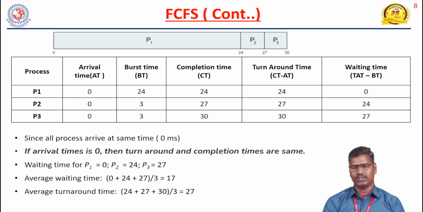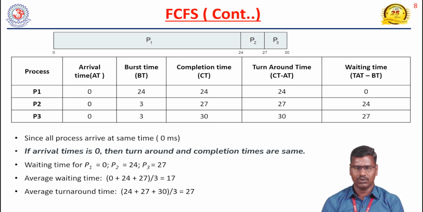So that is the waiting time for P2, which is 24. And next, the waiting time for P3. How to calculate? Based on turnaround time minus burst time. Here the turnaround time for P3 is 30, and the burst time is 3. So 30 minus 3 is 27.